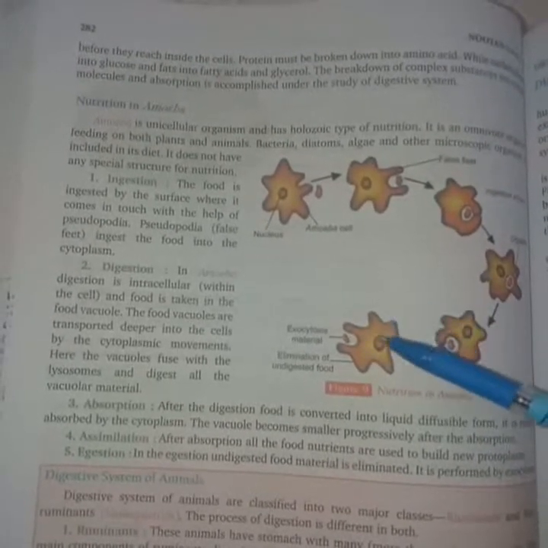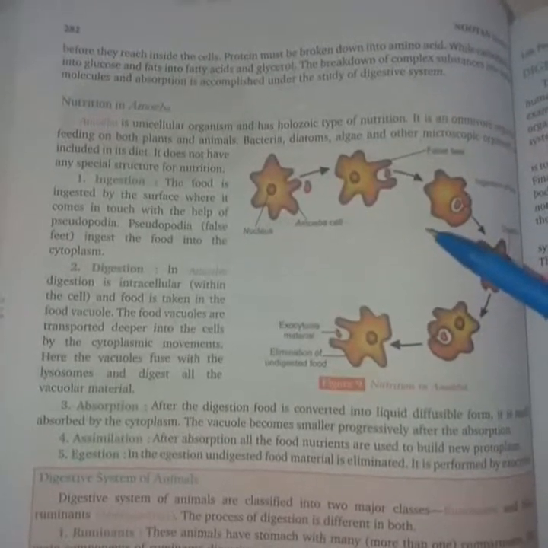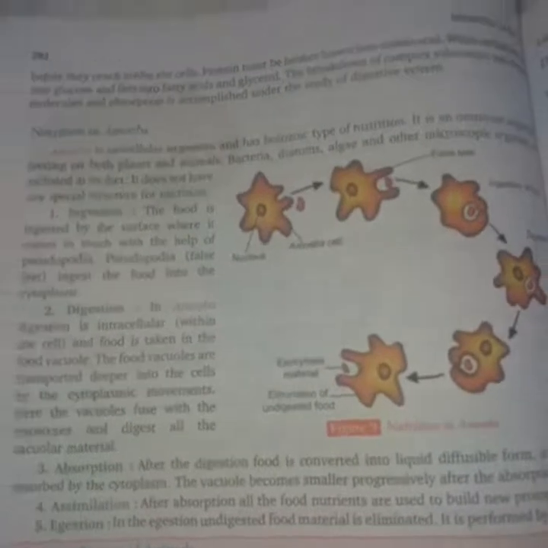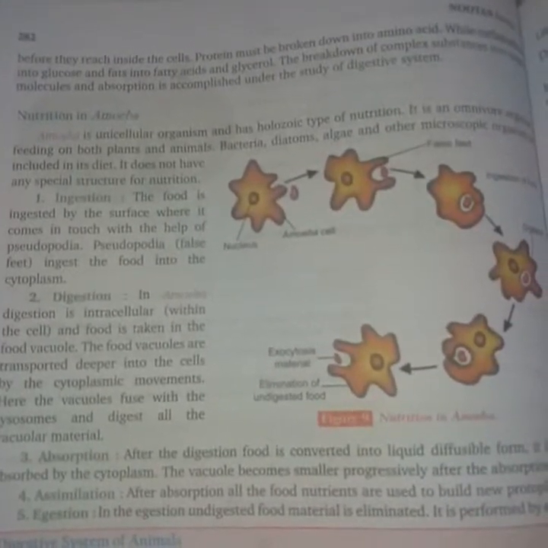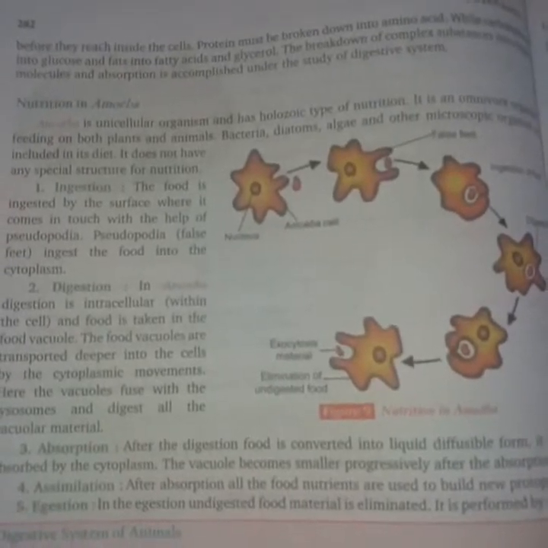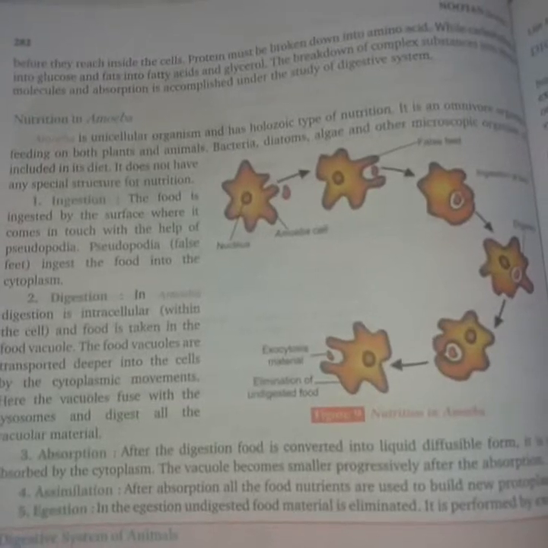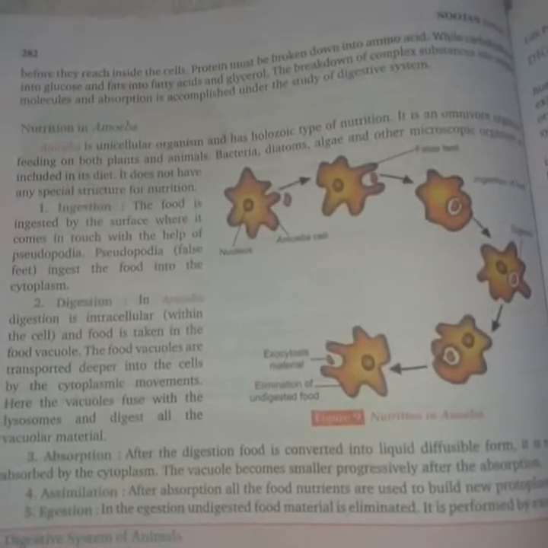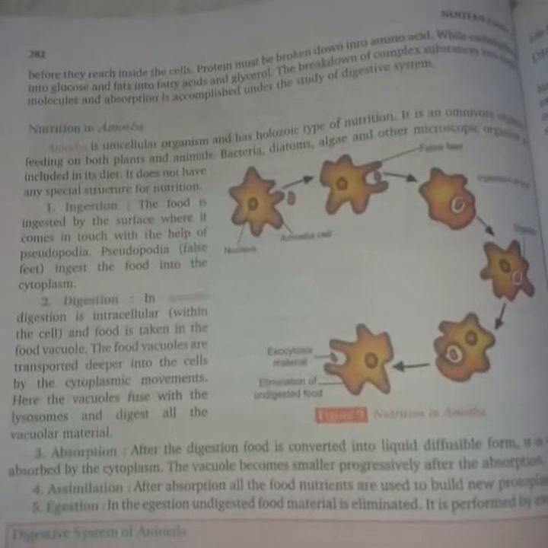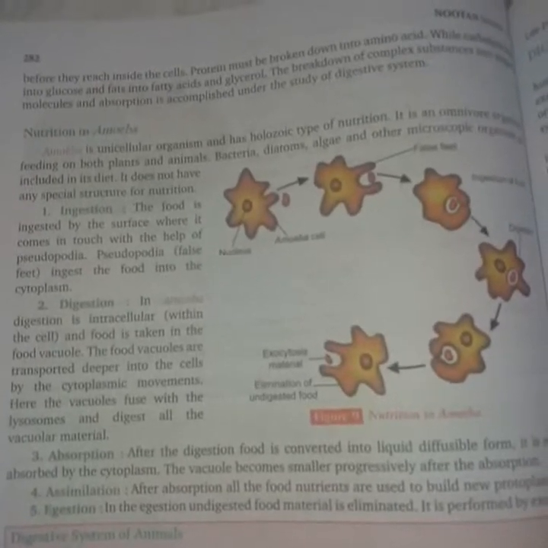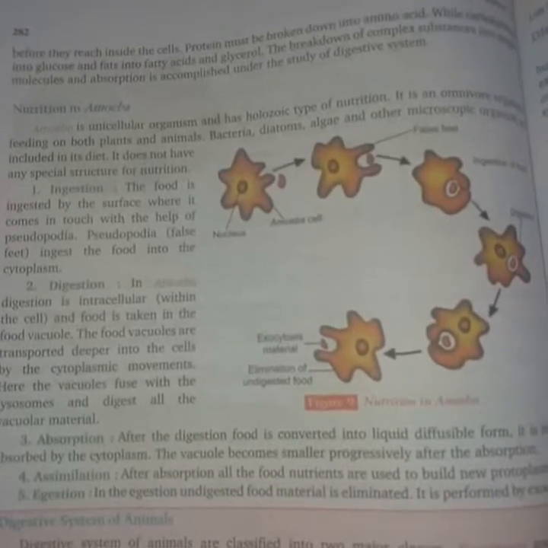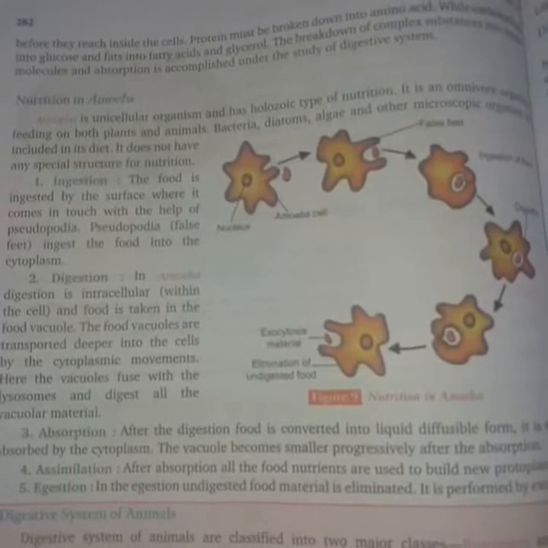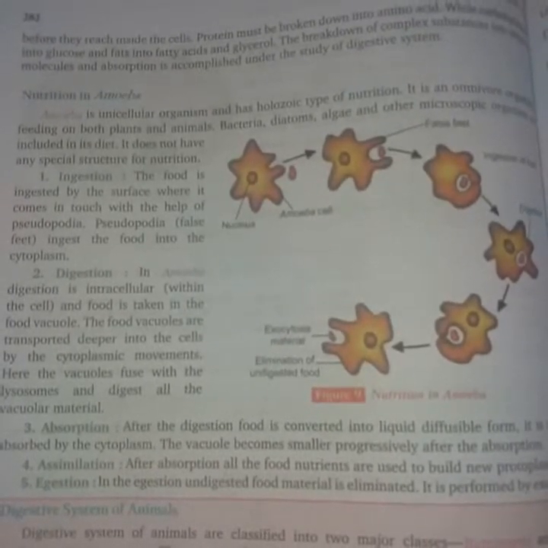Absorption is completed in protoplasm. After absorption, these nutrients build new protoplasm. So this chart completes the nutrition in amoeba. Nutrition of amoeba is holozoic, and pseudopodic movement is present in amoeba. You know what pseudopodic movement is? When false feet are made in amoeba's body, movement with the help of false feet is called pseudopodic movement.